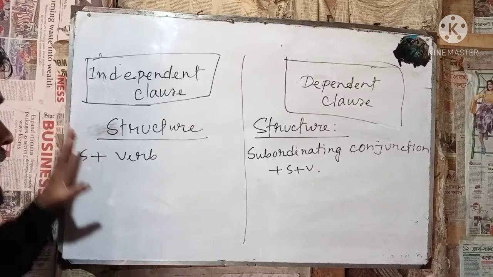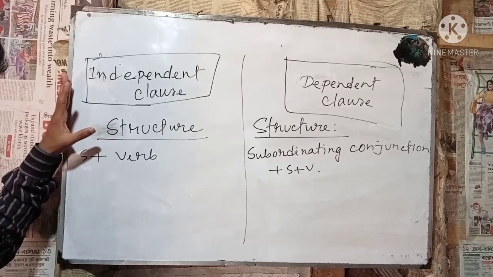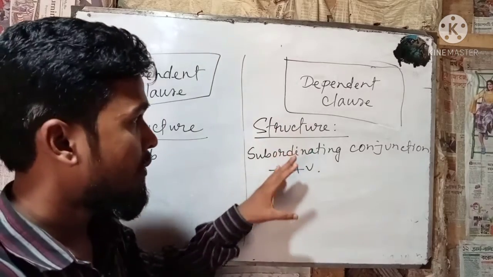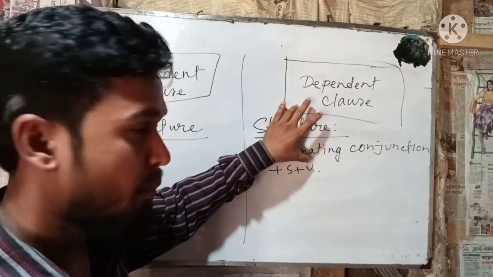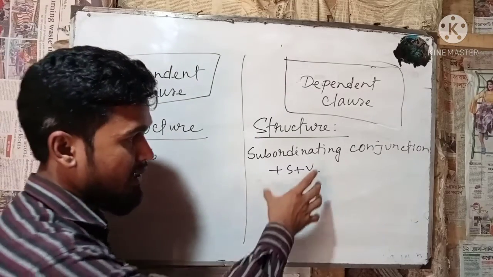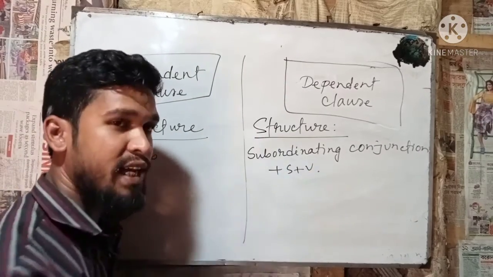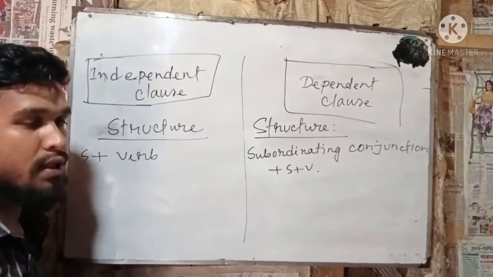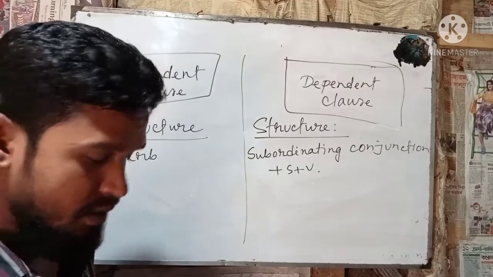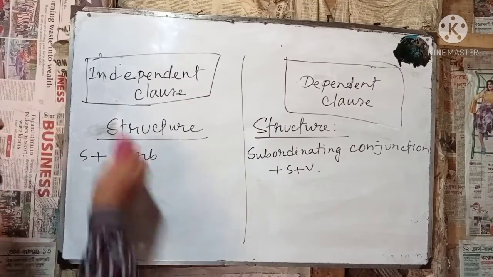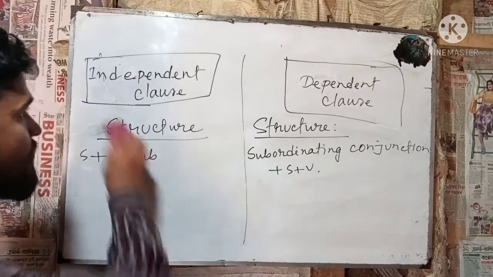What is the criteria of an independent clause? It conveys a complete thought, but a dependent clause doesn't convey a complete thought. And a dependent clause needs extra information to complete its thought, but an independent clause doesn't need it. Hope you will understand.